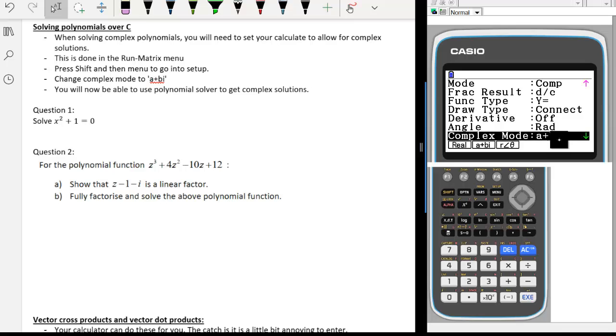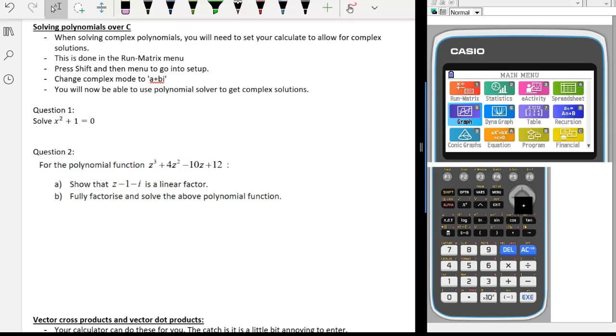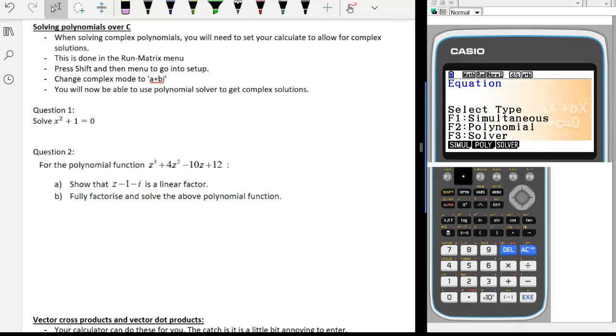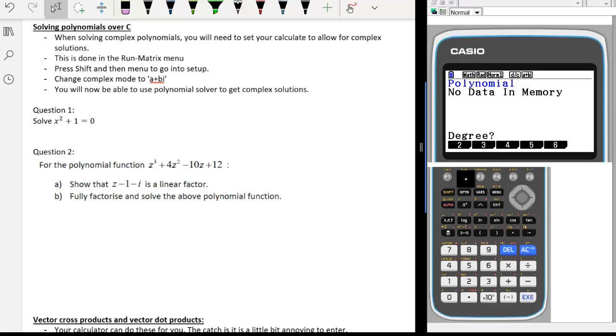Now, we don't want to leave it in this all the time because it can throw up other solutions to different polynomials we're trying to solve. So you only want to put it in this mode when you're trying to solve these polynomials over C, but it is really straightforward. So if we use this, and we can exit back out, and the equation solver in polynomial, so F2, then we can pretty much solve any of these complex polynomials.